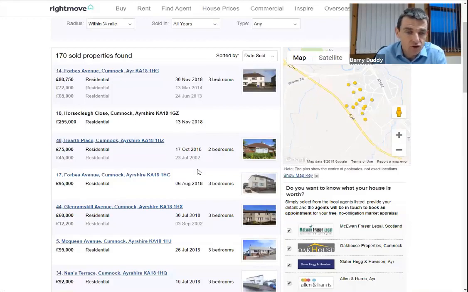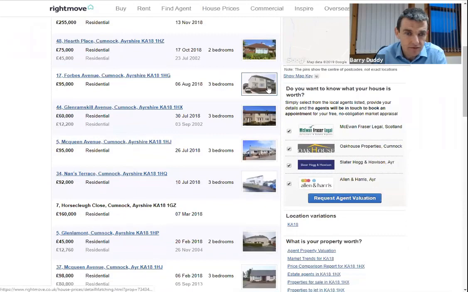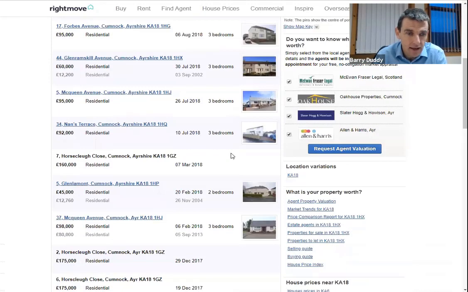There's one in Forbes, just around the corner, did 80. A 2-bed bungalow, different thing. Similar thing there, 3-bed. These look like bigger lumps of things, though, that have done heavier money.